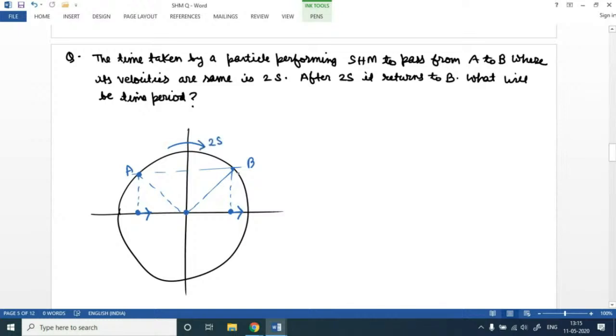And it again says that from B it again reaches B. So you should realize the next position it is talking about is nothing but this position. So on its projection it will again reach B. So this position is A and this position is B, and let's say this position here is B dash on the reference circle. Again it is given that from B to B dash it is taking 2 seconds. So from A to B it is taking 2 seconds, and from B to B dash it is taking 2 seconds.